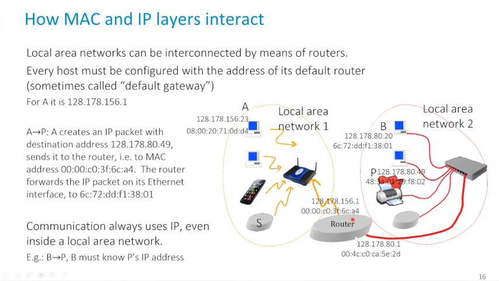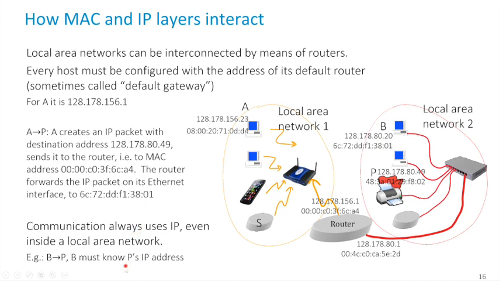The router goes to its IP routing table, and it sees that it has to send it to this machine here. So the router will forward the IP packet on its Ethernet interface, which is given here, and will put as MAC destination address the MAC address of B. So we'll see that the MAC addresses have changed from here to here, from yellow to red. It's a different MAC destination address, but the IP destination address is always the same.